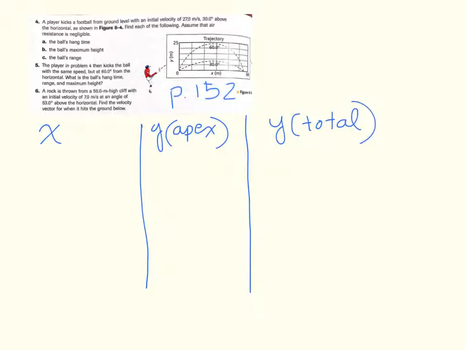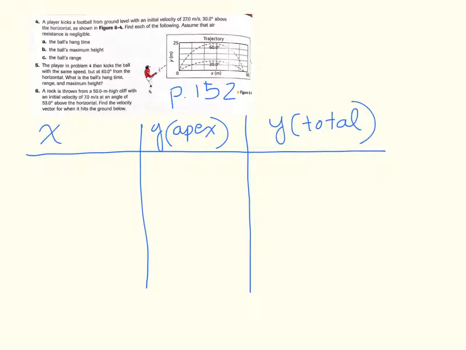Because when I'm talking about the ball's max height, we're talking about the journey from the beginning to the apex. And then when we're talking about the ball's range, we're talking about from the beginning all the way to the end. So that's talking about 2 different time intervals, half the time and then the total time. So that's why I like to have my table set up with 3 columns instead.